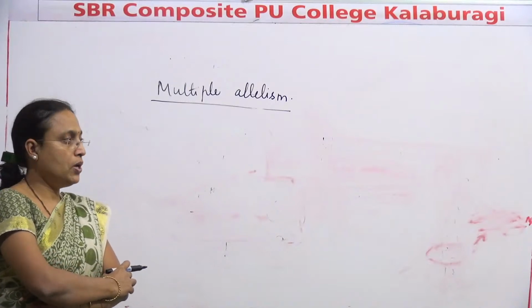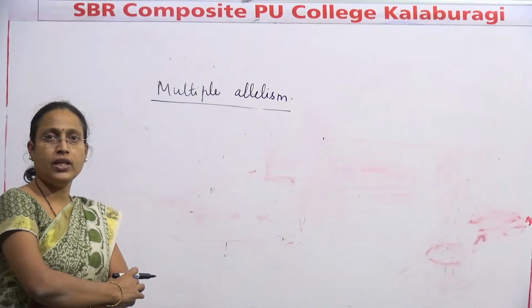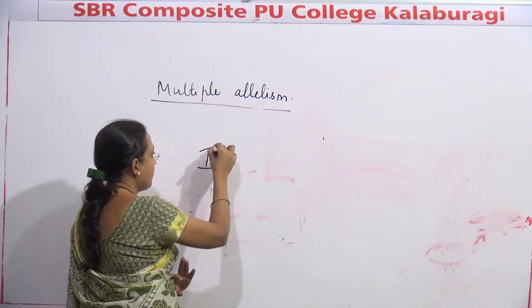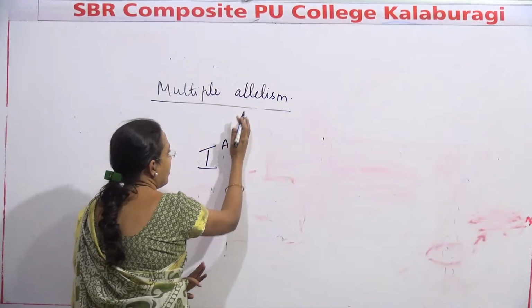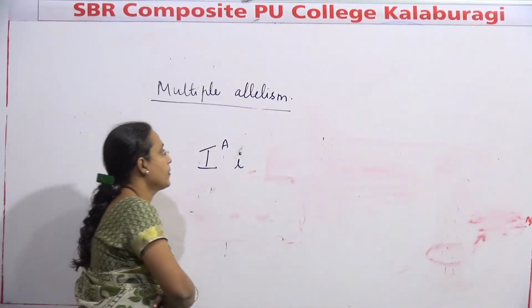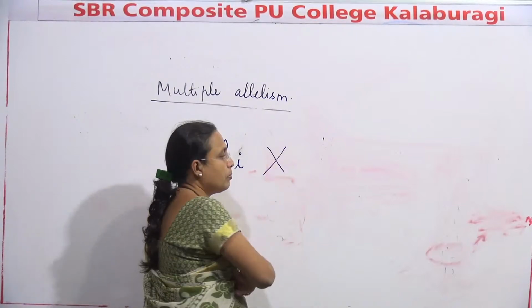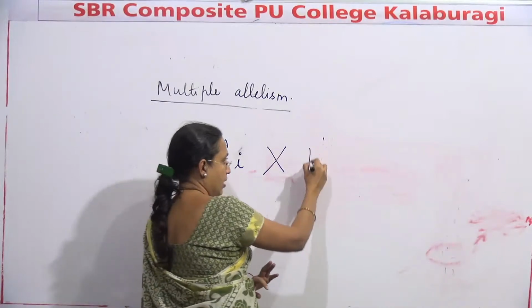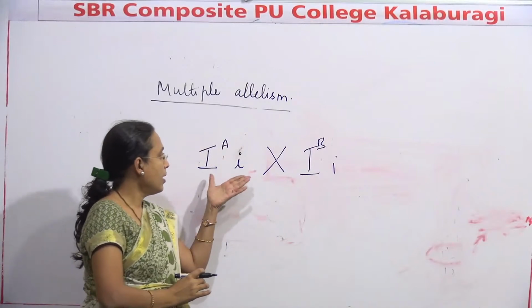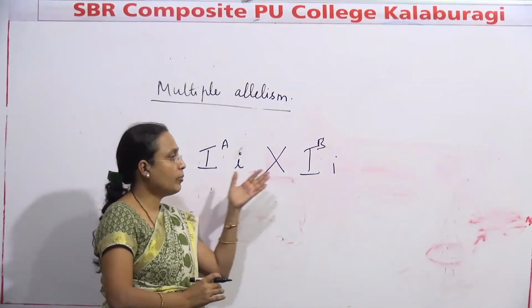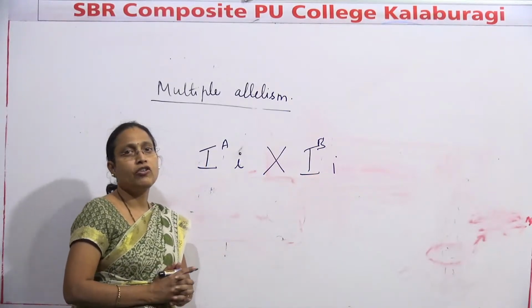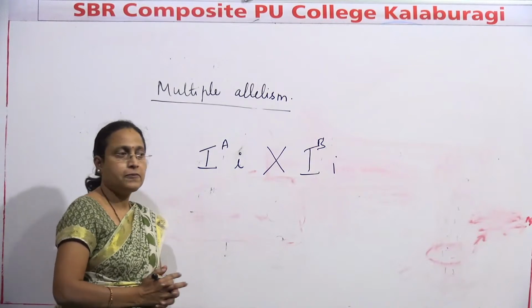Now, blood group, I shall just show one of the blood group problems. Suppose there is an individual who is heterozygous for A blood group and a person who is heterozygous for B blood group, that means the male is heterozygous A, the female is heterozygous B. Then what will be the combination of blood groups in the offspring?